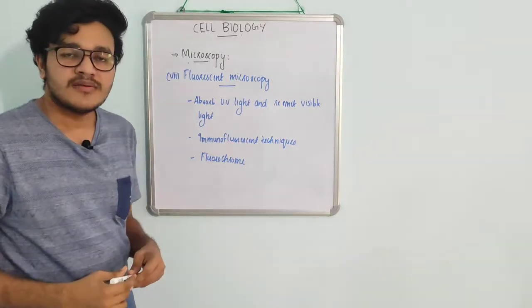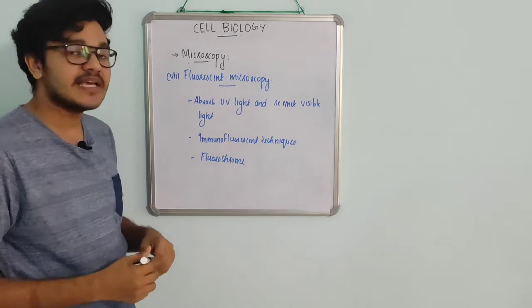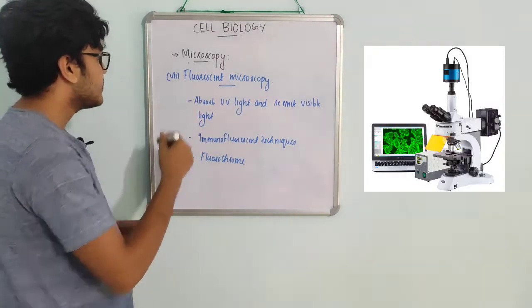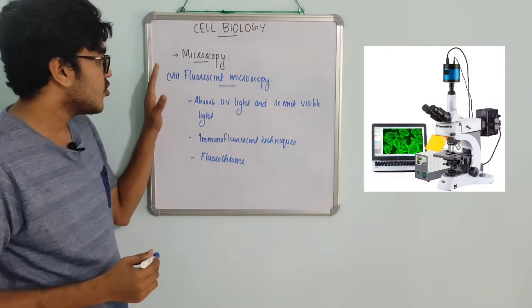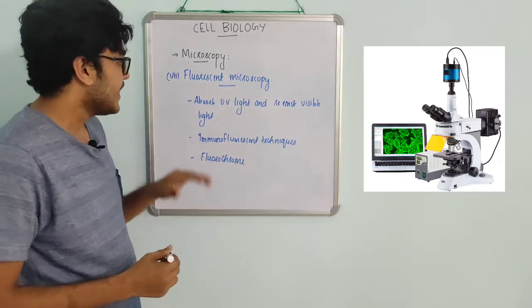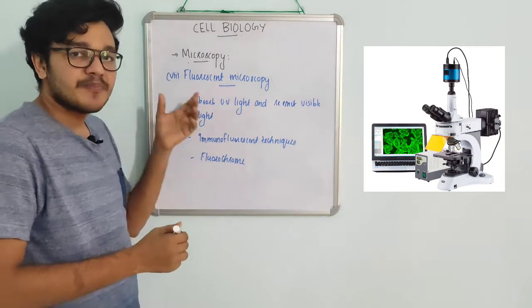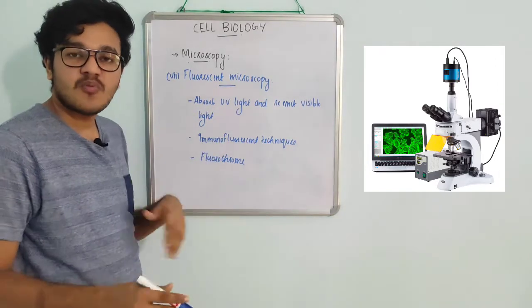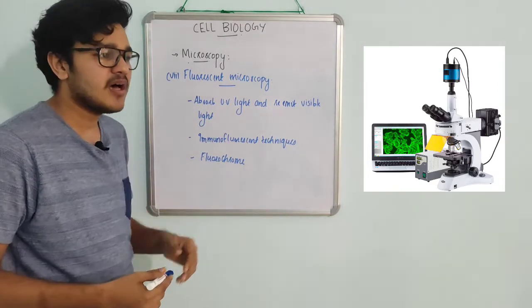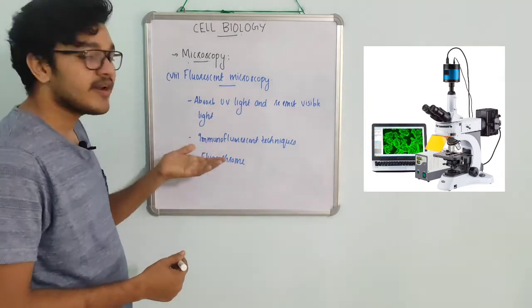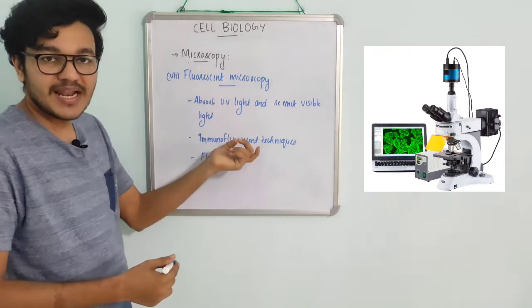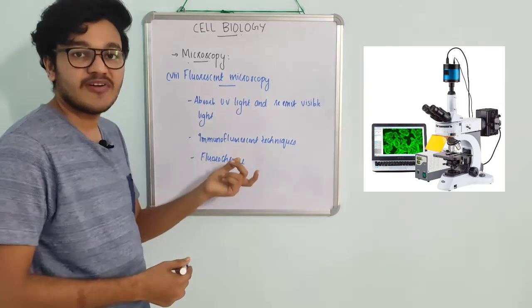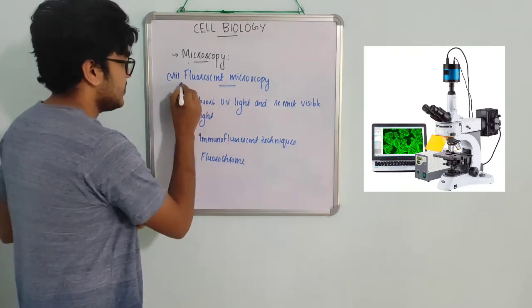So in the past classes we have discussed 6 types of microscope. In this session we are dealing with the 7th type of microscope, that is the fluorescent microscope. The technique is known as fluorescent microscopy. The principle of this microscopy is that certain chemical substances, or whatever it may be, sometimes cell organelles, absorb UV light and re-emit visible light. That phenomenon is known as fluorescence.